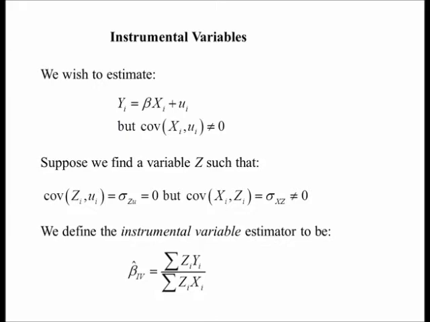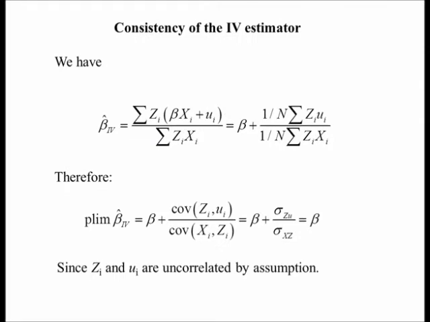But at the same time, we need the covariance of x and z not to be equal to 0. Okay? The reason why that's the case should become obvious in a little while. But just for the moment, let's assume that we can find a variable which has these properties. If we can find such a variable, then we can define what we call the instrumental variable estimator as follows. Beta hat IV equals the sum of z times y divided by the sum of z times x. Okay? So that's the definition of our instrumental variable estimator.